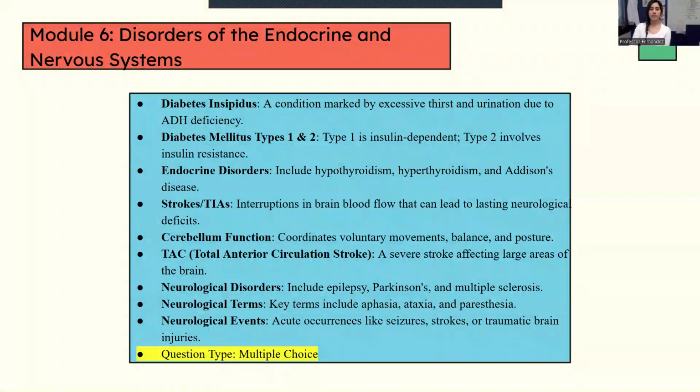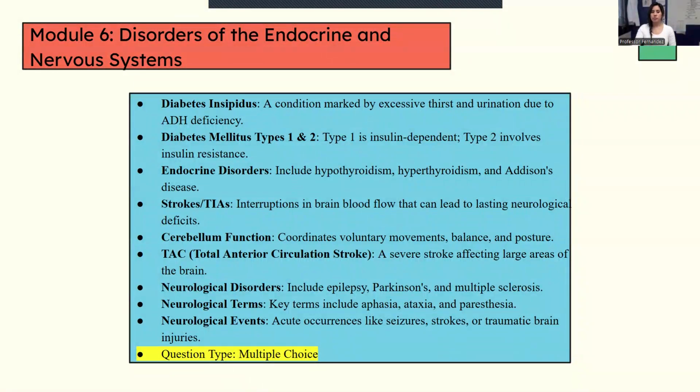Strokes and TIAs, so blood flow to the brain pretty much just stops. This causes problems like weakness and confusion. The cerebellum, so making sure you know those functions. The cerebellum, the brain part, pretty much helps with the balance and the movements. We learned about that in EMP1. Big stroke, so that affects a larger part of the brain. Brain disorders, so make sure you know epilepsy, Parkinson's, MS.